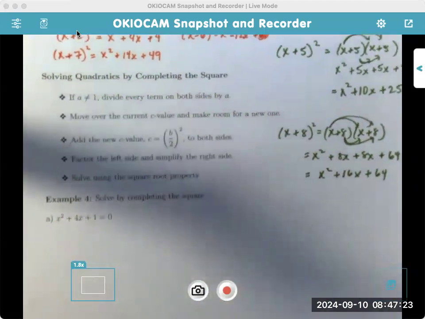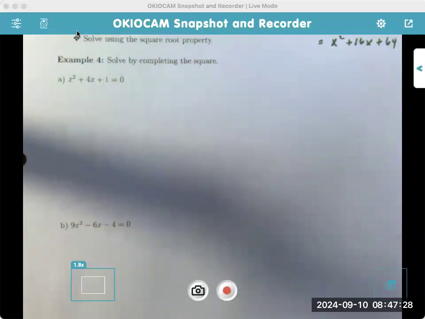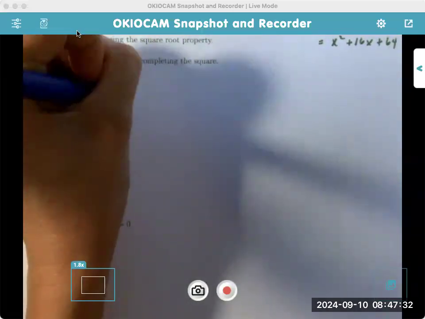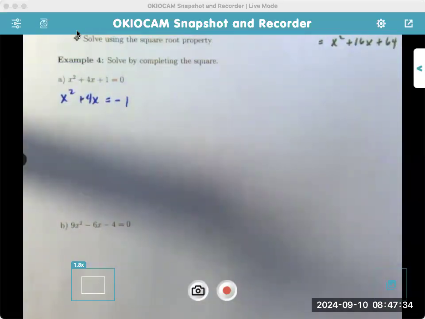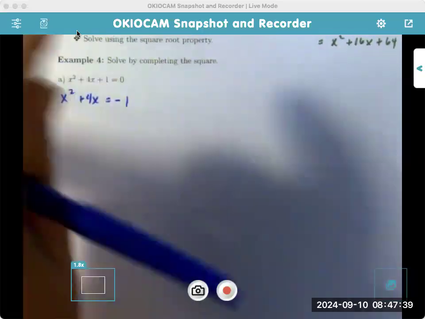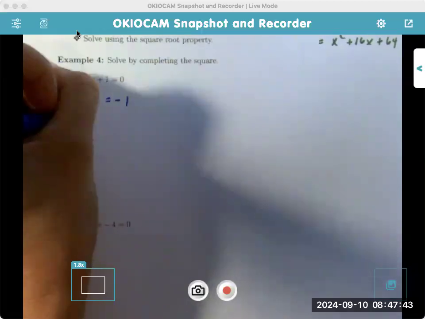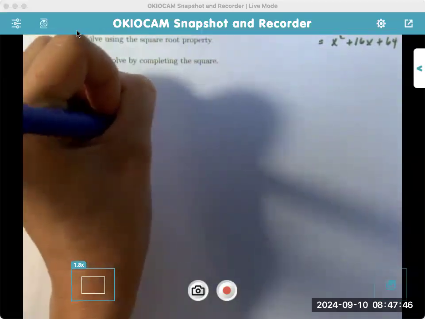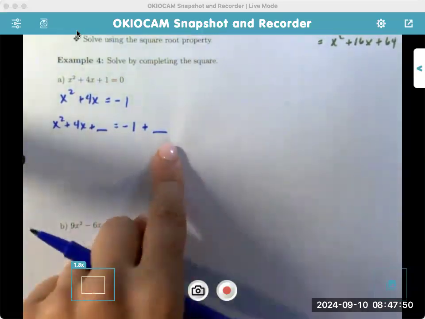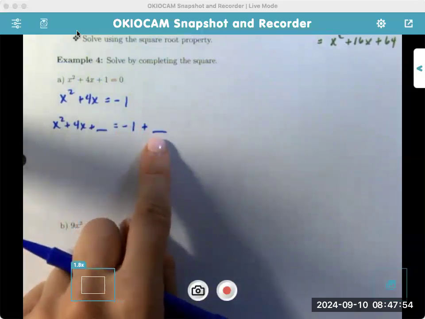So what this says is we want all x terms by themselves. So x squared plus 4x equals negative 1. Now I create what I call my quote skeleton. So I know that I need this to be a trinomial. So I have x squared plus 4x plus blank equals negative 1. But whatever we do to one side, we have to do to the other. So if I have a blank on the left, we have to pop a blank on the right.